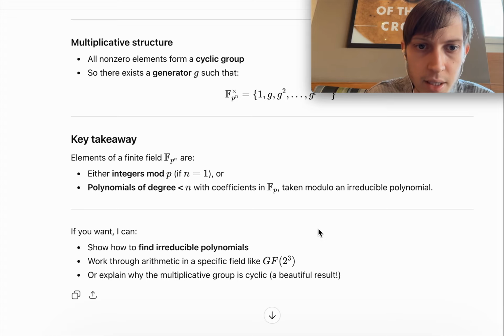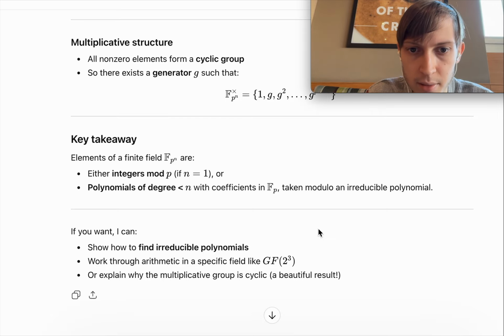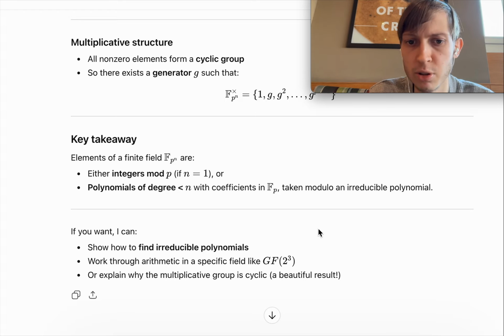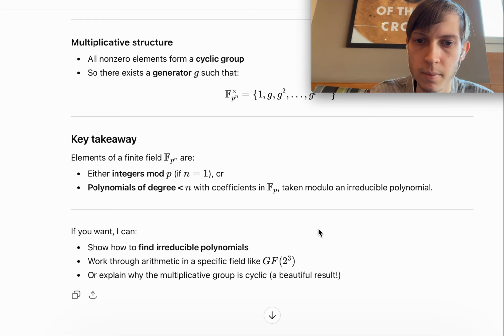And the key takeaway: elements of the finite field are either integers modulo p or polynomials of degree strictly smaller than n with coefficients in F sub p, taken modulo an irreducible polynomial. We were just introduced to some examples, so I guess we at least got some initial intro.